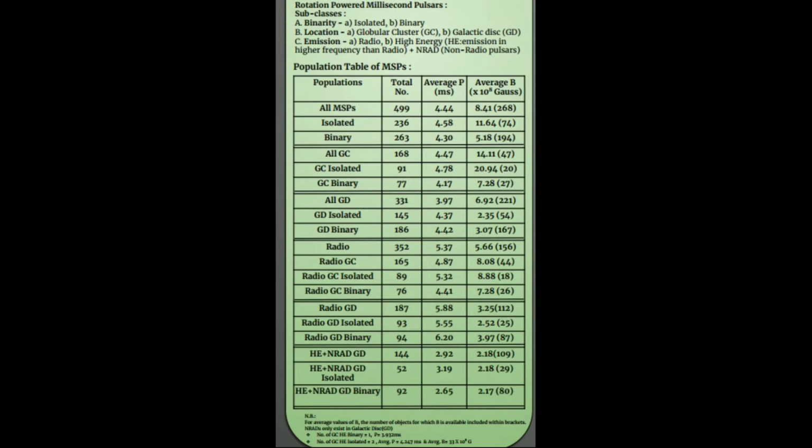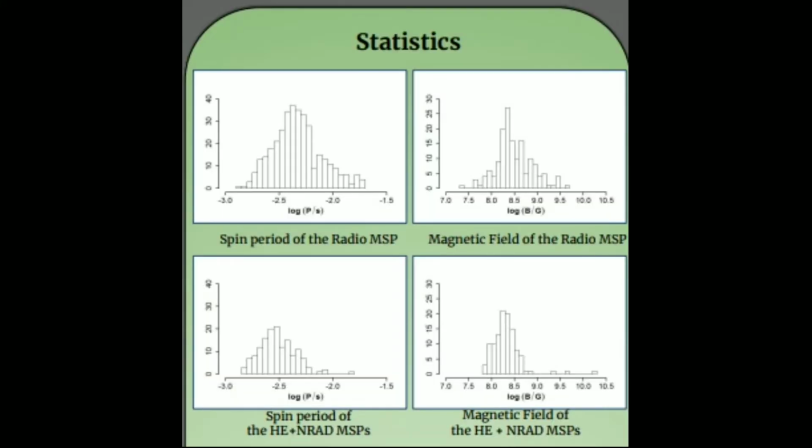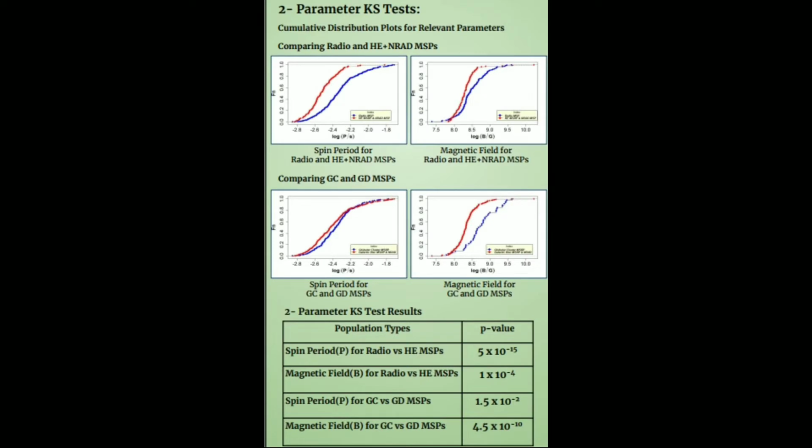This population table summarizes the characteristics of the above mentioned subpopulations of millisecond pulsars. It appears that high energy MSPs are primarily detected in the galactic disk. Here, the intrinsic properties have been studied through histograms. We have also compared the subpopulations using the two-parameter Kolmogorov-Smirnov test with the null hypothesis that both the populations are drawn from the same underlying distribution.